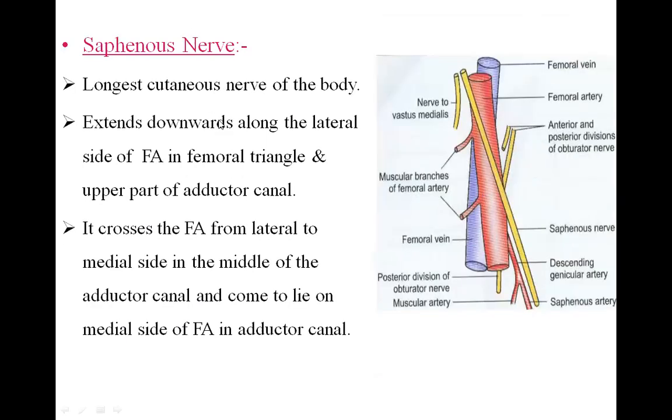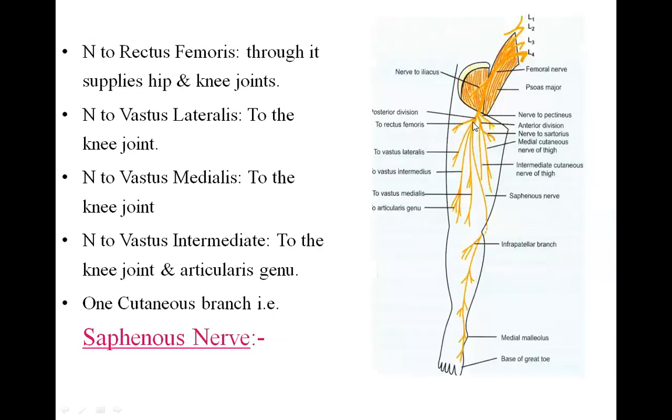This saphenous nerve is the longest cutaneous nerve of the body. It extends downward along the lateral side of the femoral artery in the femoral triangle and upper part of the adductor canal. It crosses the femoral artery from lateral to medial side in the middle of the adductor canal. Here you can nicely appreciate that the saphenous nerve is crossing the femoral artery from lateral to medial side. And then it comes to lie on the medial side of the femoral artery in the adductor canal. Okay, so here is the saphenous nerve. It is the longest cutaneous nerve of the body.